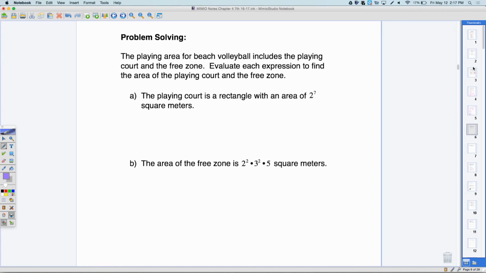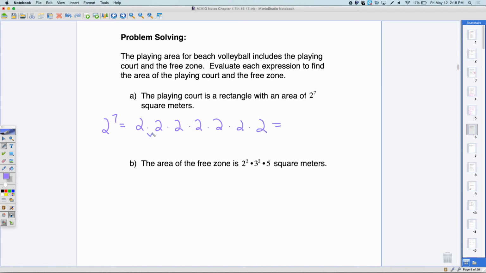Problem solving with exponents. The playing area for beach volleyball includes the playing court and the free zone. Evaluate each expression to find the area of the playing court and the free zone. The playing court is a rectangle with an area of 2 to the 7th power square meters. To find the area of it, 2 to the 7th power means 2 times 2 times 2 times 2 times 2 times 2 times 2.